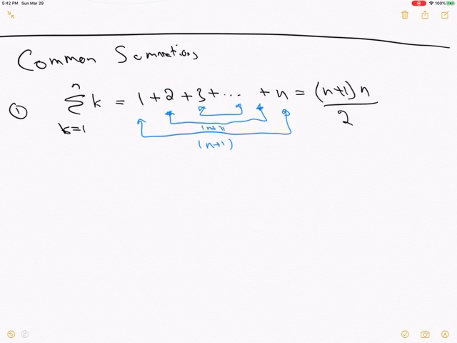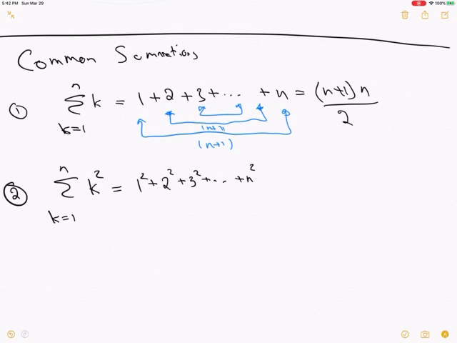Okay, here's another important formula: summation k goes from 1 to n of k squared. So what does that look like? That's like 1 squared plus 2 squared plus 3 squared, up to n squared. There's a nice formula for that. The formula is n times n plus 1 times 2n plus 1, all divided by 6.